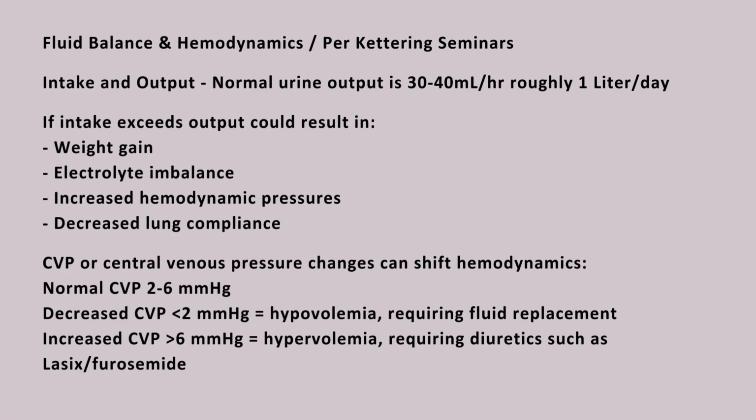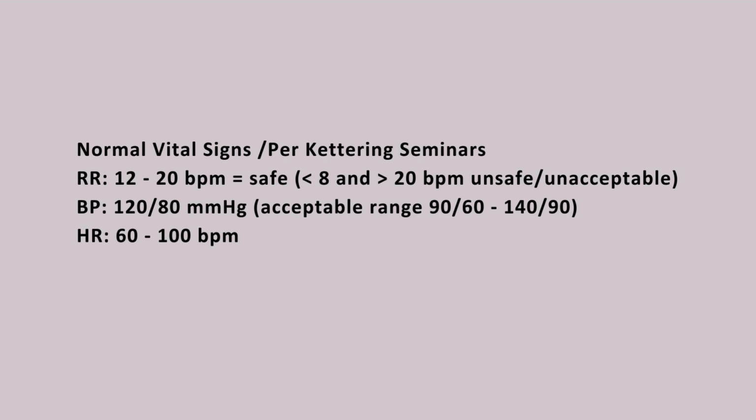CVP, or central venous pressure, can shift hemodynamics. Normal CVP, 2 to 6 millimeters of mercury. Anything below 2 could result in hypovolemia. Anything above 6 millimeters of mercury can result in hypervolemia, needing our help, such as Lasix, furosemide, diuretics. Okay, so keep those in mind. Just a quick review based on Kettering Seminars.